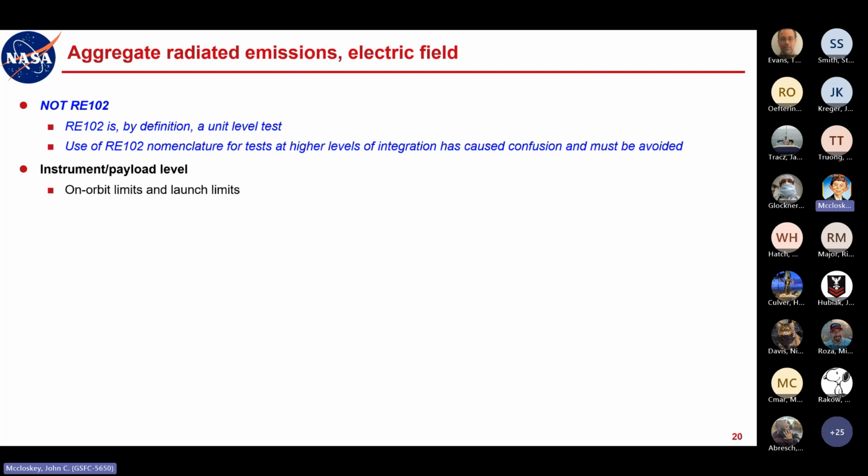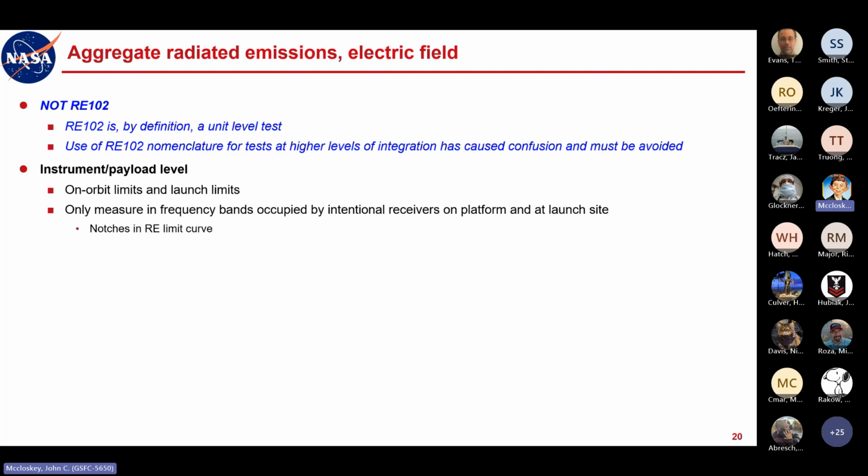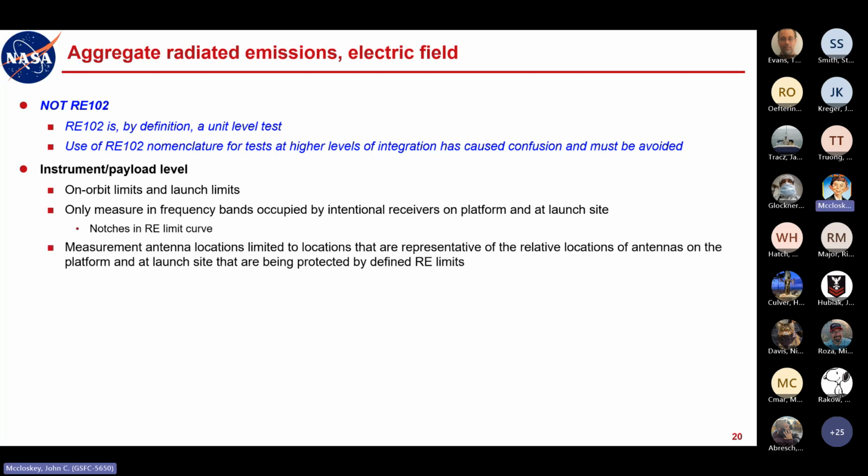So at instrument and payload level, we'll have two sets of limits generally, on-orbit limits and launch limits. It's really only necessary to measure in the frequency bands occupied by intentional receivers on the platform and at the launch site. So those are the notches in the RE limit curve. Make our measurements with antenna locations limited to locations that are representative of the relative locations of antennas on the platform and at the launch site that are being protected by the defined RE limits. So this is about being very deliberate and clear about what your victims are.